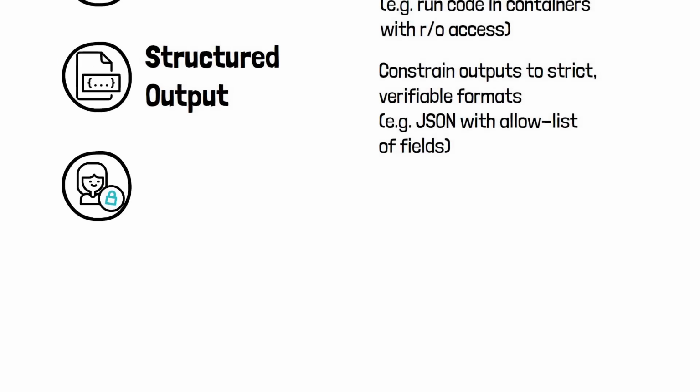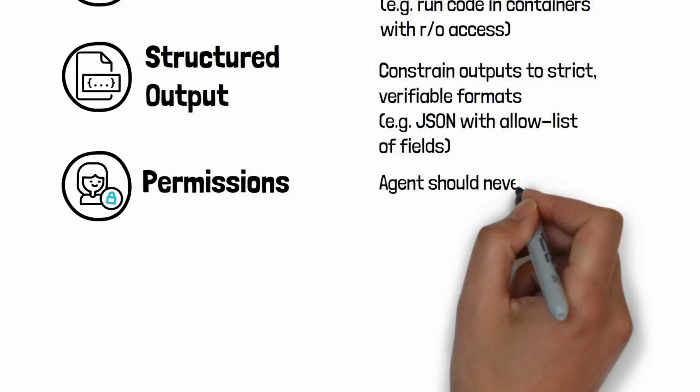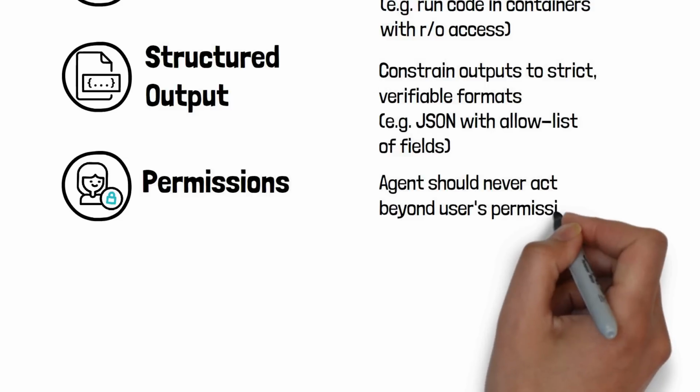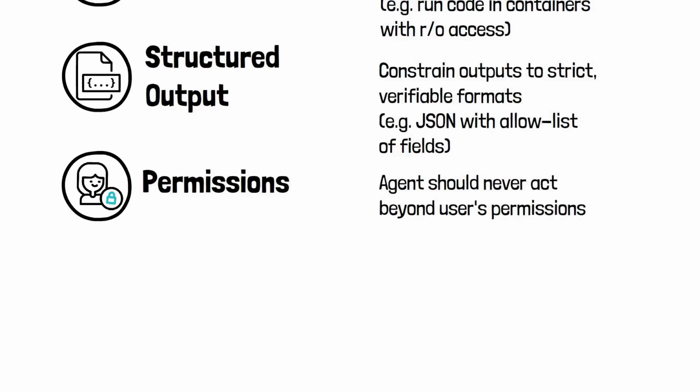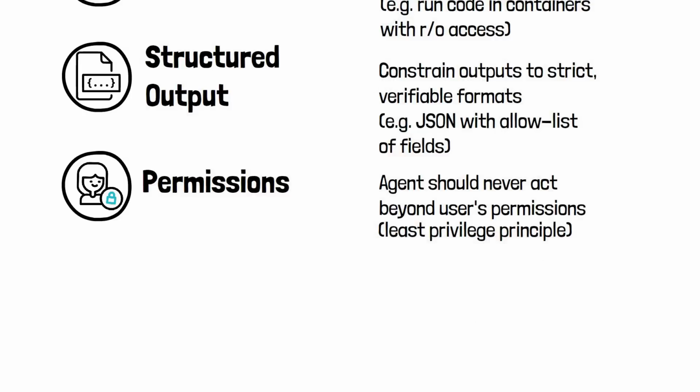Then we have permission boundaries, which are also essential. Agents should never be allowed to perform actions beyond the permissions of the user they're working for. Just like in classic system security, we apply the principle of least privilege.